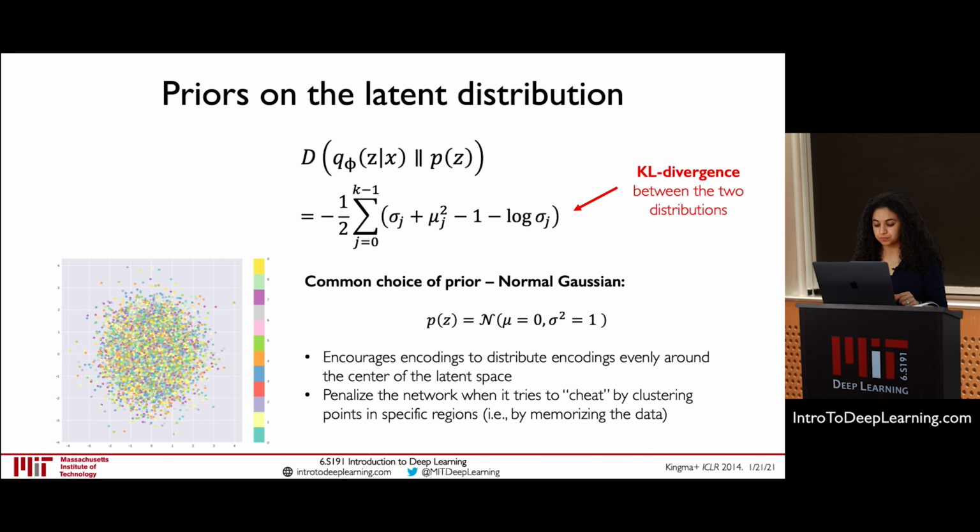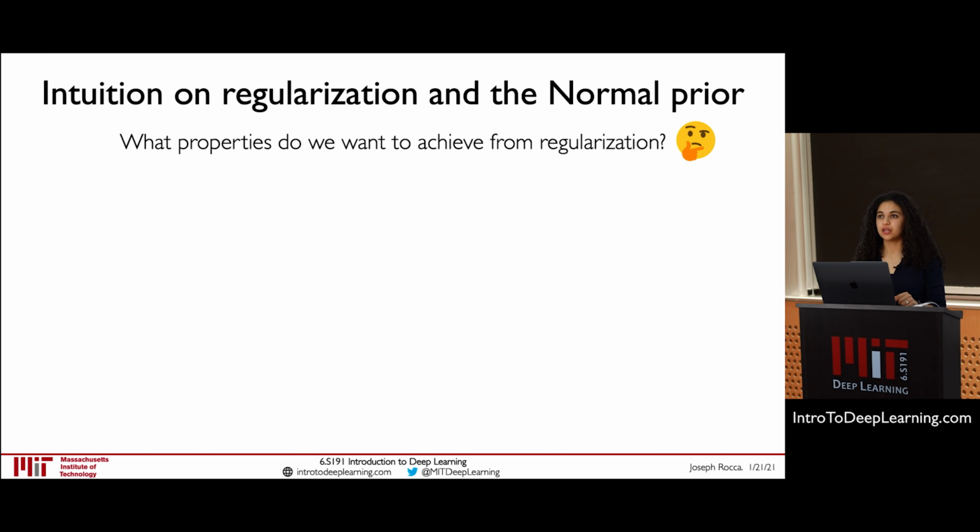All right, so now I really want to spend a bit of time to build up some intuition about how this regularization works, why we actually want to regularize our VAE, and then also why we select a normal prior. To do this, let's consider the following question. What properties do we want to achieve from regularization? Why are we actually regularizing our network in the first place?